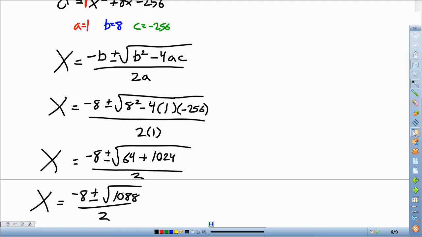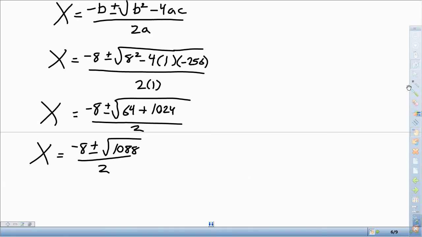I think we should go one more step and actually write this as some numbers. Here's the thing. This plus or minus, there's two different values for x here. Let's write both. We got x equals negative 8 plus the square root of, actually let's find the square root of 1088. I'm going to type that in my calculator. Square root of 1088.